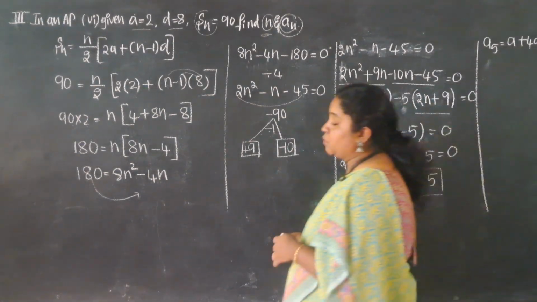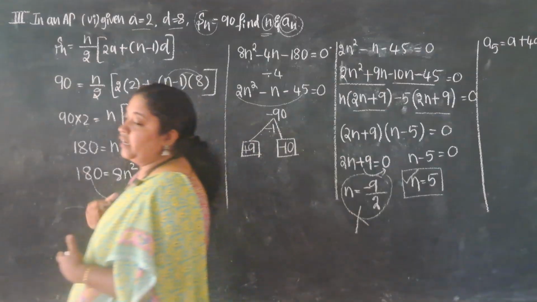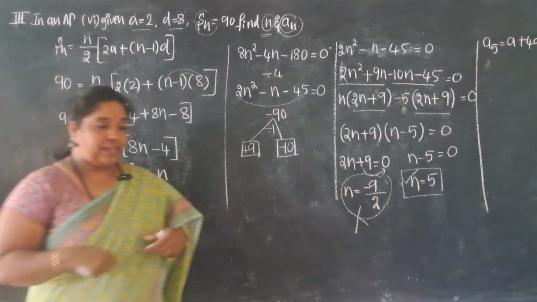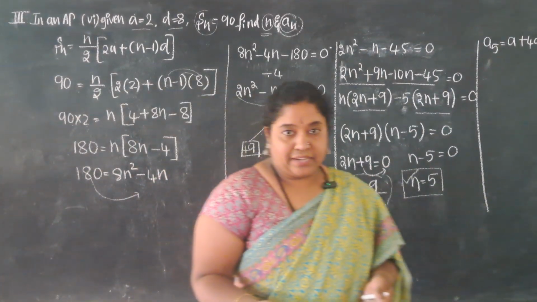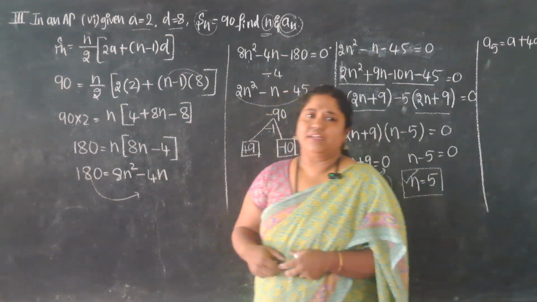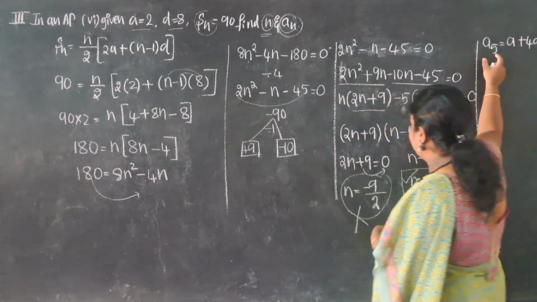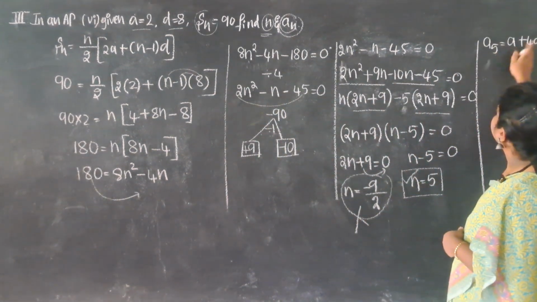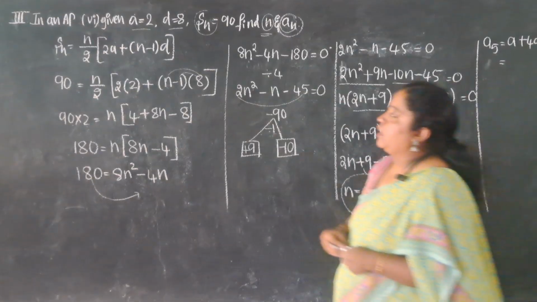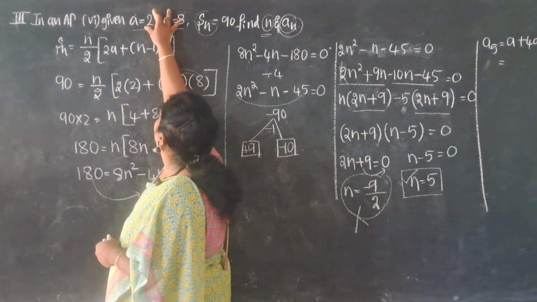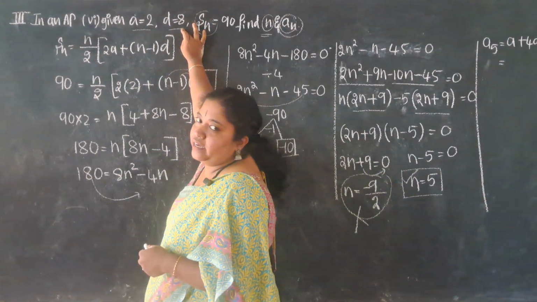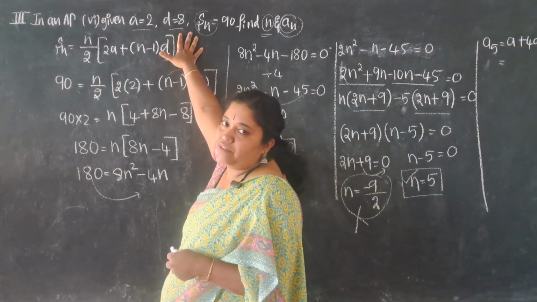a5 is equal to a plus 4d, in simplified manner. Don't forget to write this. If I have a11, it can be written as a plus 10d. a12 is a plus 11d. Like that, in simplified manner. Now I have here a5 is equal to a plus 4d. A is already available. What is the a value I have? 2. And what is the d value I have? 8. So let me substitute so that I get the value.